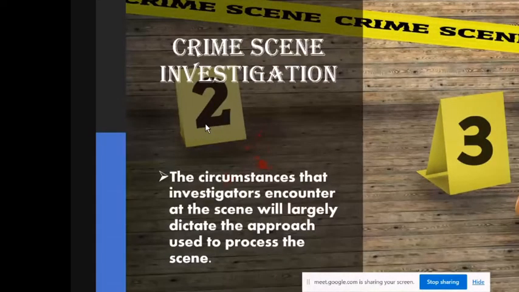Then we come to crime scene investigation. The investigation begins at a crime scene with the recognition and recovery of physical evidence. The circumstances that the investigator encounters at the scene largely dictate the approach used to process the scene. That is, for different kinds of crimes, the process of investigation varies.